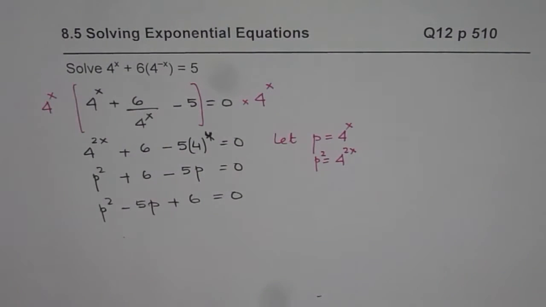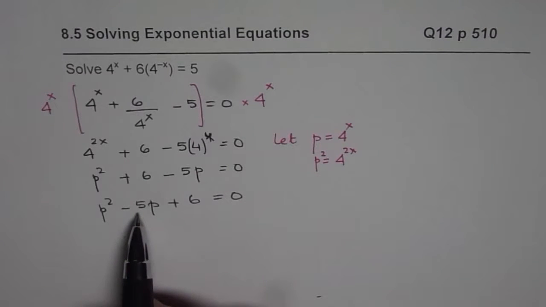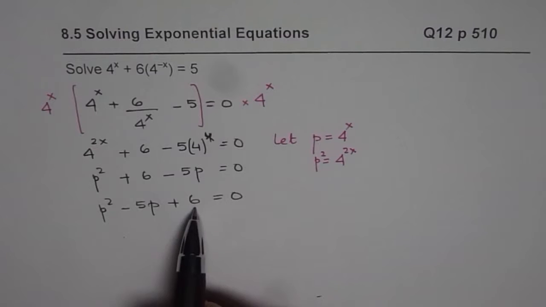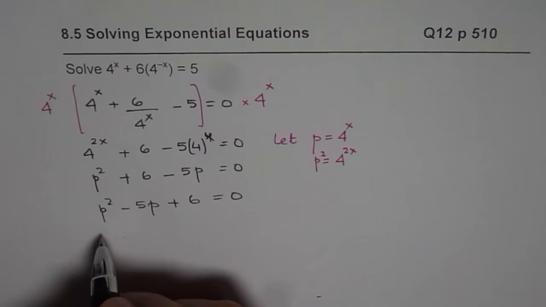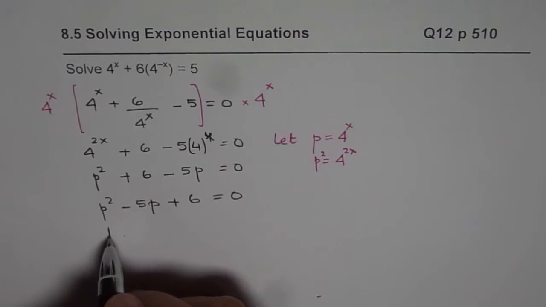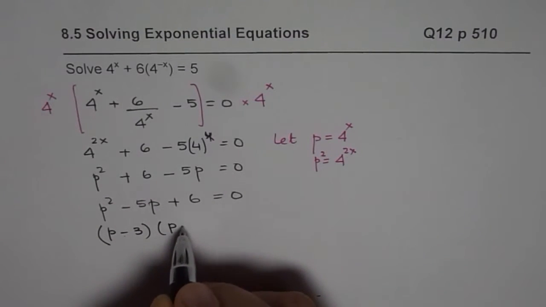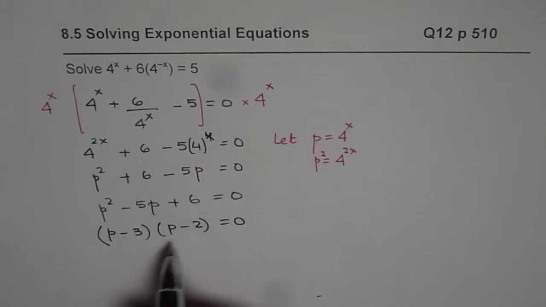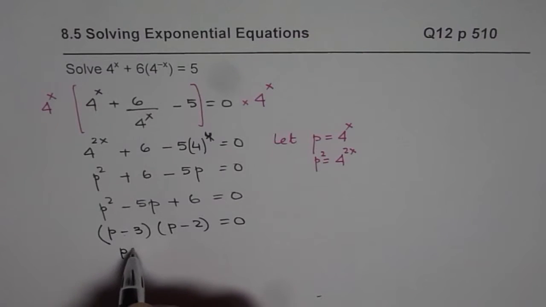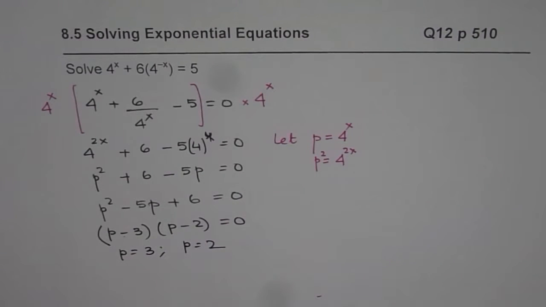Now that is the quadratic equation which you can factor. We are looking for product of plus 6 and sum of minus 5. So two negative numbers which add to minus 5 and multiply to 6 will be 3 and 2 with negative sign. So we can factor this as p minus 3 times p minus 2 equals 0. That gives us two solutions. One is p equals 3 and the other one is p equals 2, right?